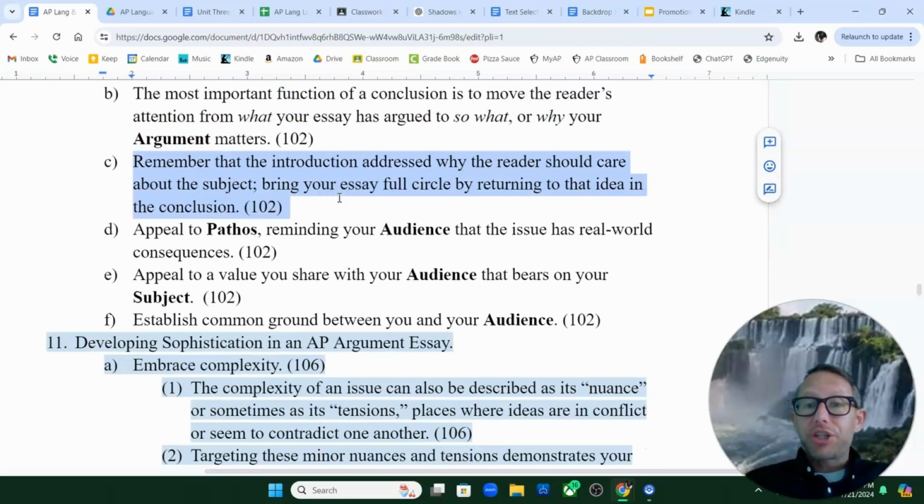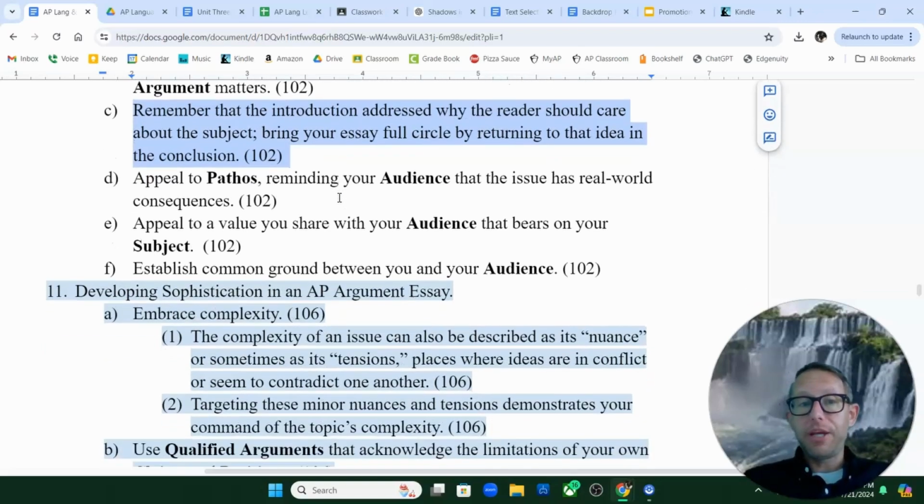Remember that the introduction addressed why the reader should care about the subject. Bring the essay full circle by returning to that idea in the conclusion. So you should have alluded to that when we talked about introducing your argumentative essay. We mentioned the fact that we should know why we should care. Now it's time to bring that full circle. Okay, hearken back to that. If you're going to repeat anything, and not in the exact words, of course, that's the thing that you're really going to want to repeat from back in that intro paragraph. Why we should care and what we should do with that information.